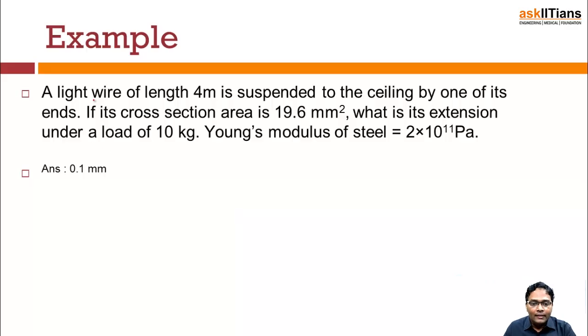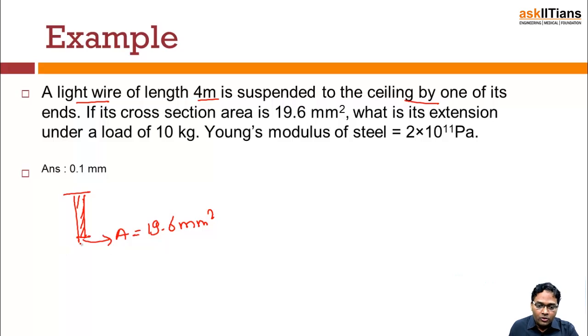So we have a light wire of length 4 meters suspended to the ceiling by one of its ends. Let's say if I just draw it like this. Let's assume that this is my light wire suspended. If its cross section area is 19.6 millimeters square, what is the extension under a load of 10 kg? If there is a load acting, which is 10 kg, so 10 g is going to be the weight that is acting.